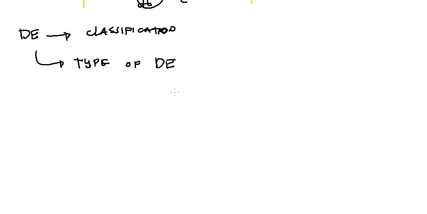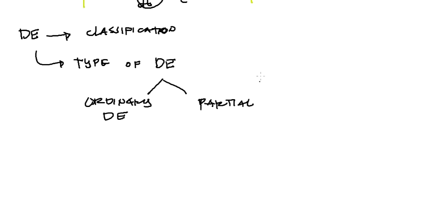So we have two types of DE. The first one is called the ordinary differential equation, and we have the partial differential equation. This one is called the ODE, and this one is called the PDE.